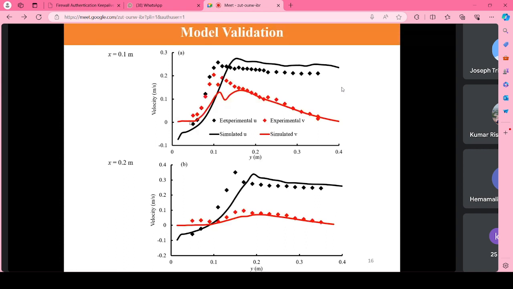Since the bed topography could not match satisfactorily, it's obvious that the velocity field will not match satisfactorily, and vice versa. If the velocity field is not matching, the bed topography may not also match, because there is a strong link between these.